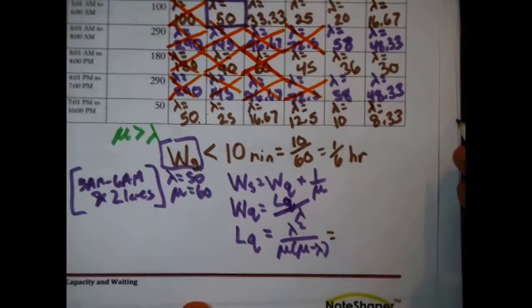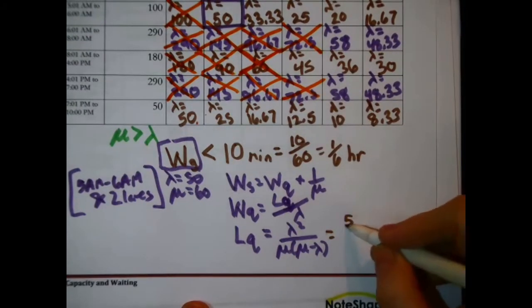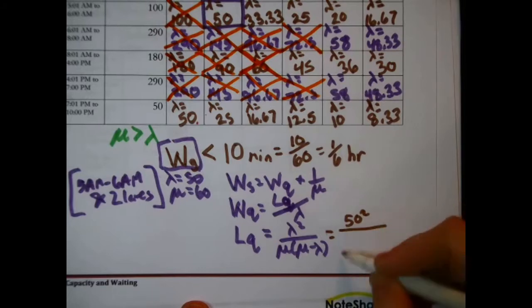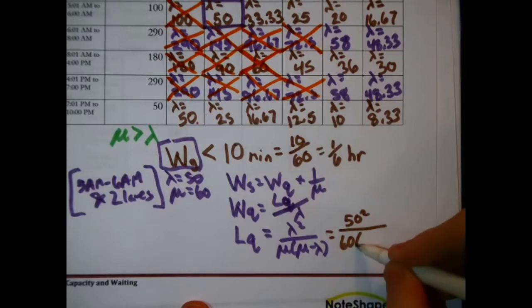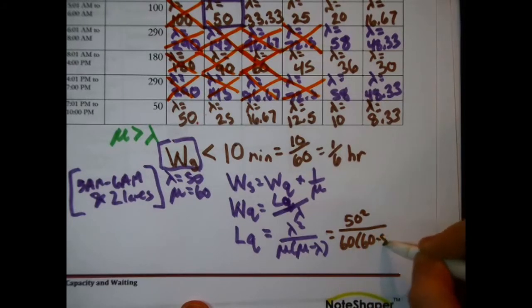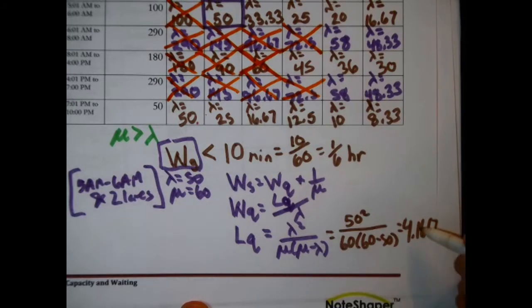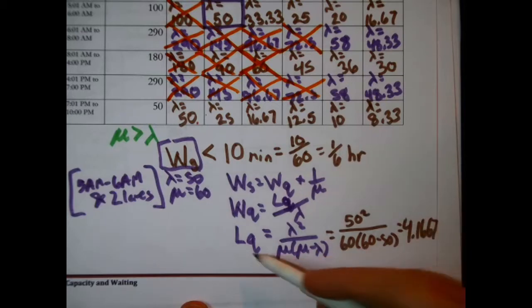Okay, so just this scenario, that would be 50 squared over 60 times 60 minus 50. I get on my calculator 4.1667, it's repeating. So if we had 2 lanes open between 5 and 6 a.m., we'd have about 4 people in line in front of it. That's actually what that formula means.